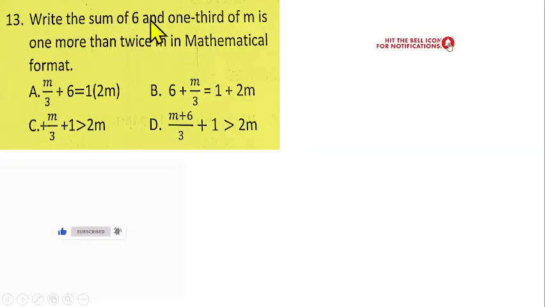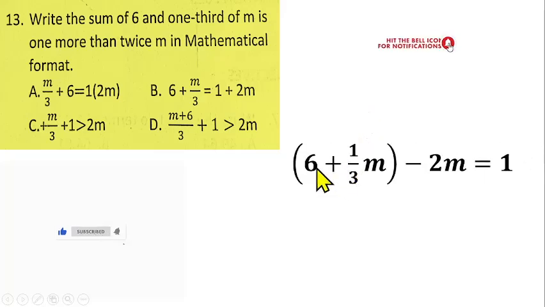So the sum of 6 and 1/3 of m, what is sum? Sum means plus: 6 and 1/3 of m. 1/3 of m means 1 over 3 times m. So you'll be having 6 plus 1 over 3 m, and 1 over 3 m is the same as m over 3. So you're having 6 plus 1/3 of m.